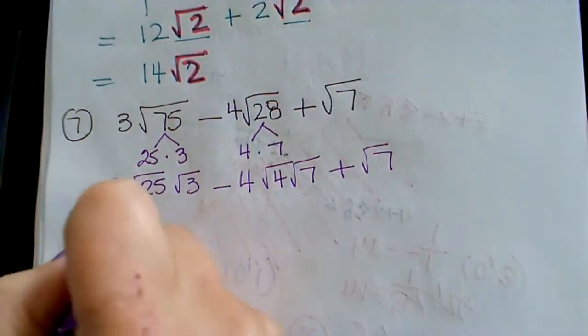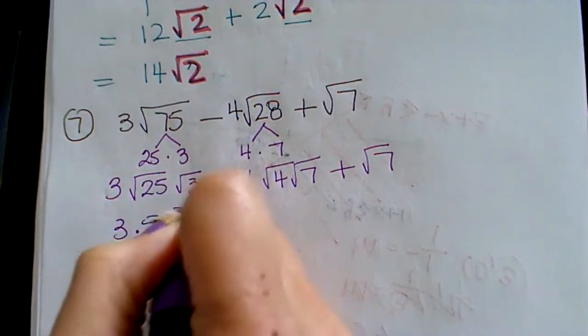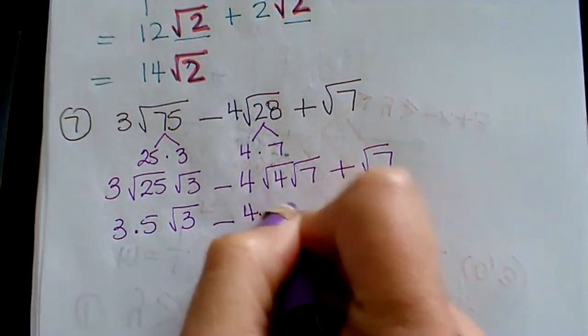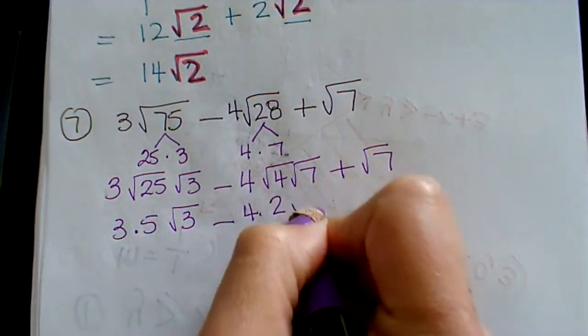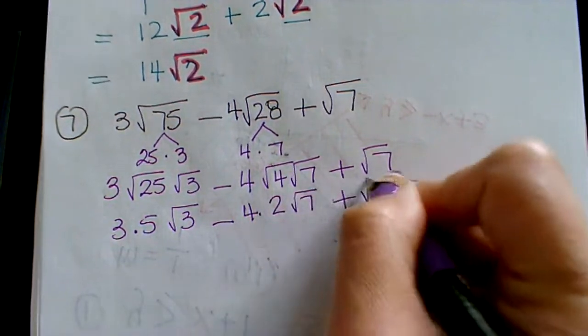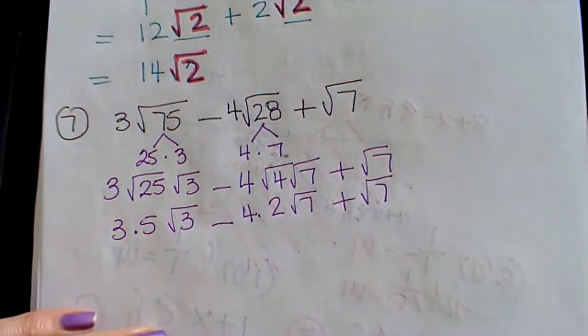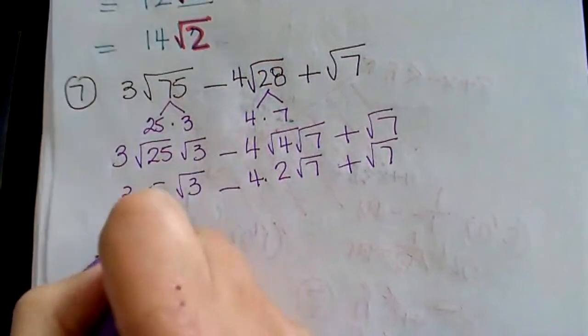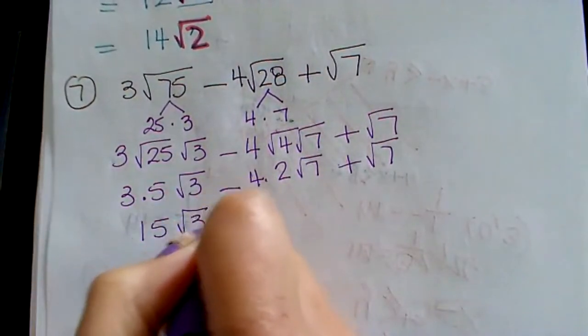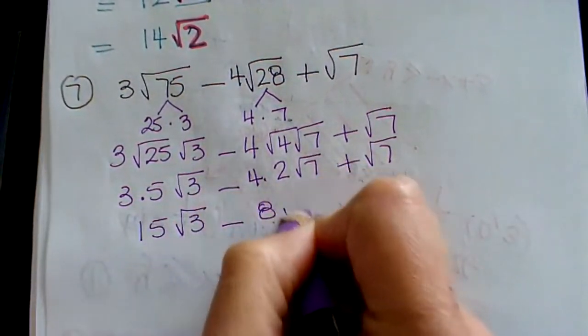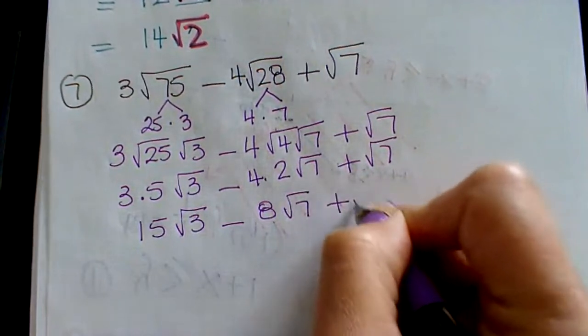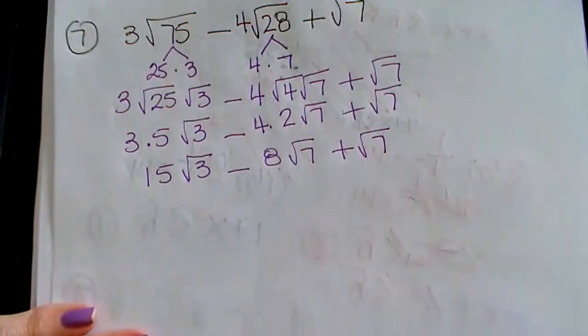Now, square root of 25 is 5. Square root of 4 is 2 plus square root of 7. So now what do I get here? 15 square root of 3, 8 square root of 7 plus square root of 7.